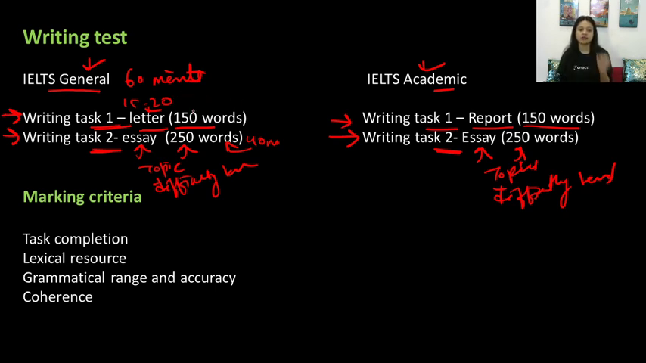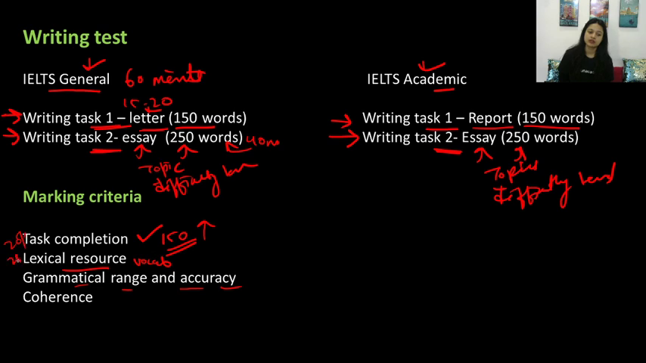Then, marking criteria, same. Task completion, that means you have to write a minimum of 150 words. You can write more than 150 but not less than 150. Lexical resource, that means vocab. Use good vocabulary, do not repeat words. Third, grammatical range and accuracy. Of course, the basics: don't make a lot of grammatical mistakes. Use different varieties of sentences, complex structures and complex sentences.